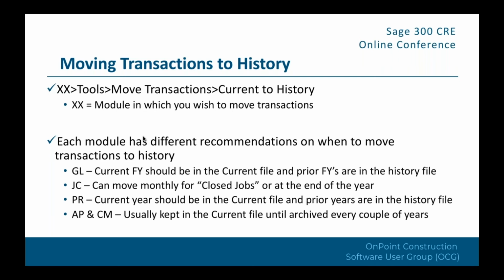Accounts payable and cash management. It's usually kept in the current file until those transactions are archived. And usually you're keeping about 2 years worth of data in the current file, because once it's moved to history, you can't change coding on it anymore. You can't do anything with it once it's in history. But usually people keep about 2 years worth because they do like to go back and research prior invoices and stuff. So we leave that out there for a little bit.